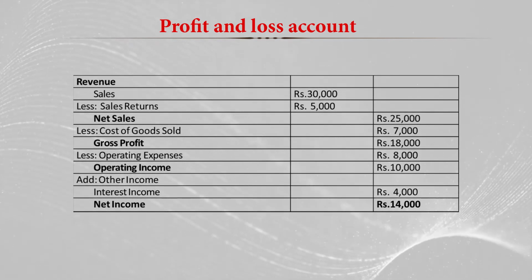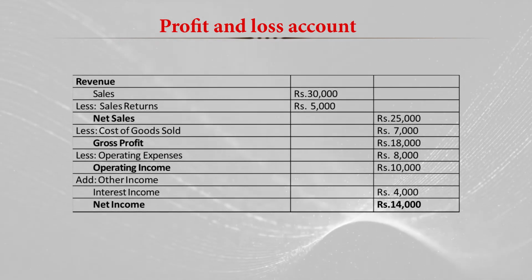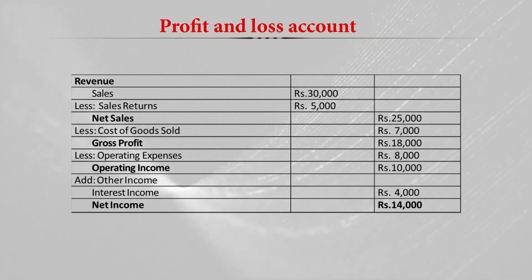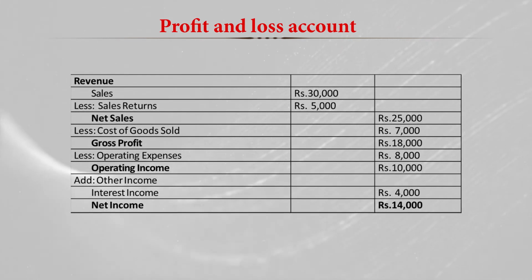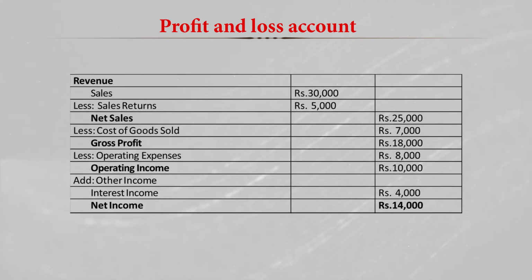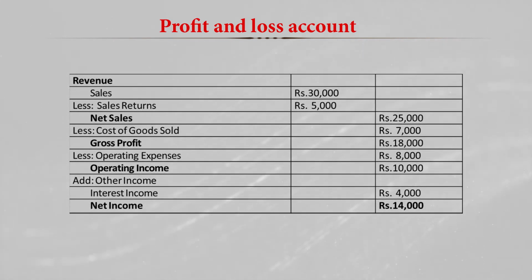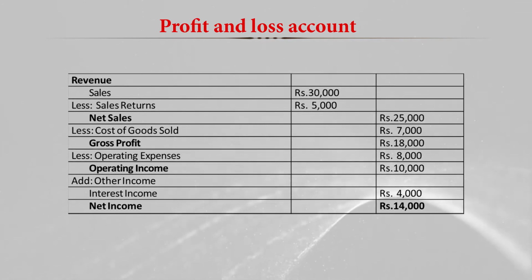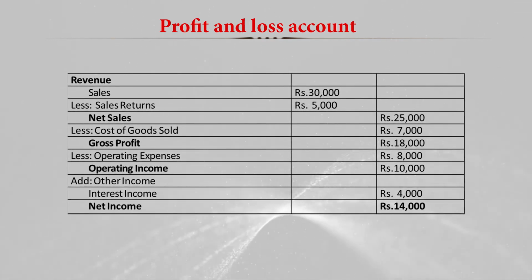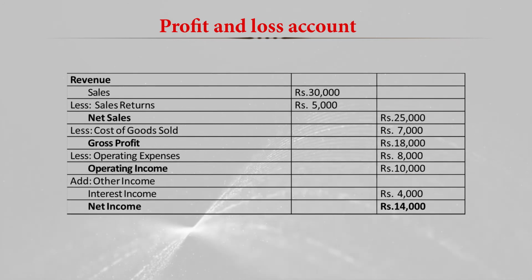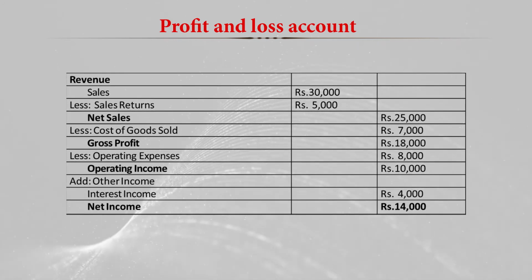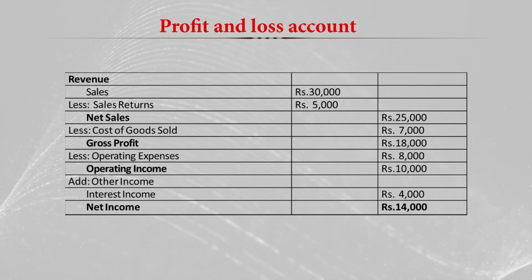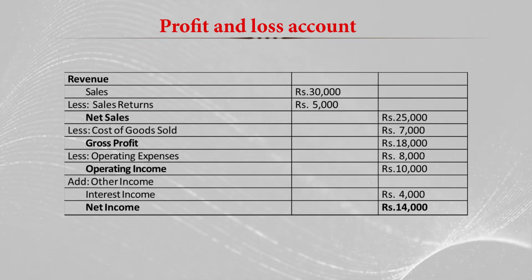So gross profit comes out to be 18,000 rupees, and then we have to minus the operating expenses, that is 8,000. So operating income comes out to be 10,000, and then we have to add here the other incomes. Like we have received the interest income of 4,000, so net income or the profit of the firm is 14,000. So in this way we can prepare the profit and loss account or the income statement.